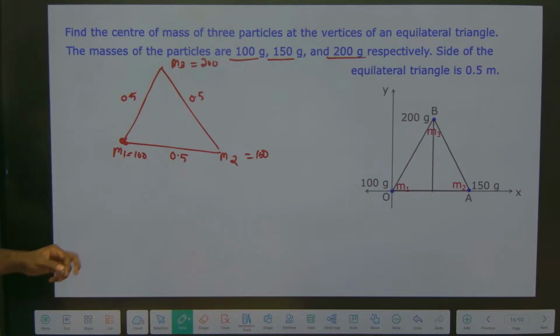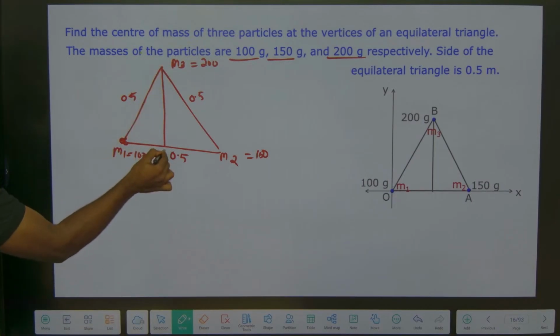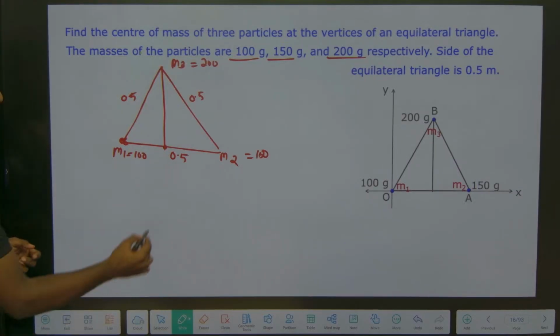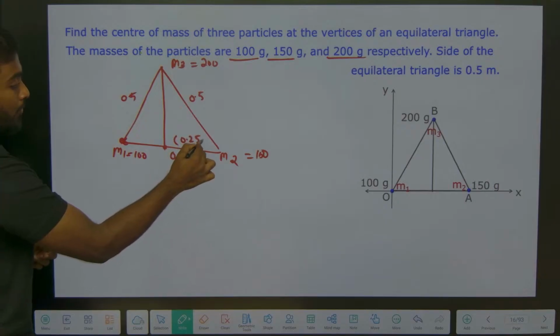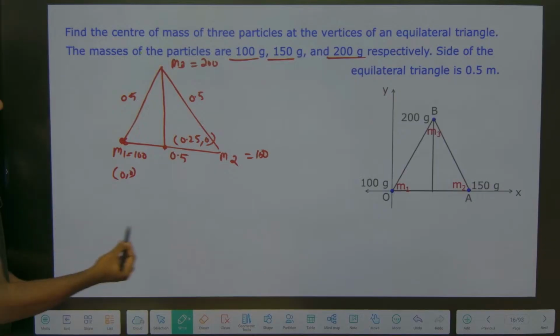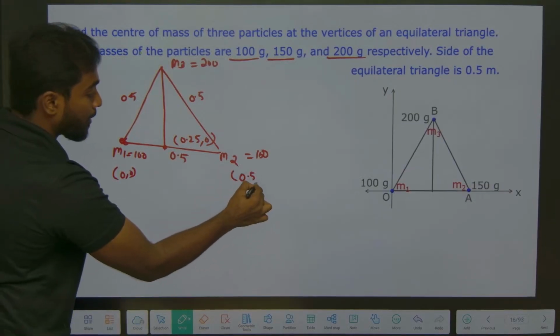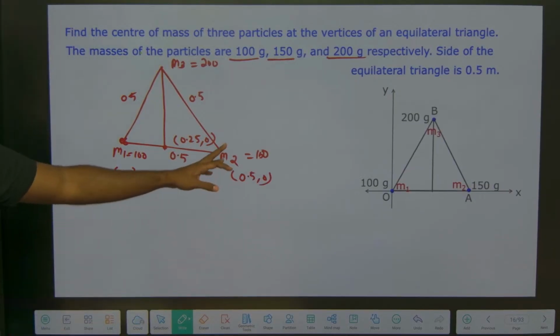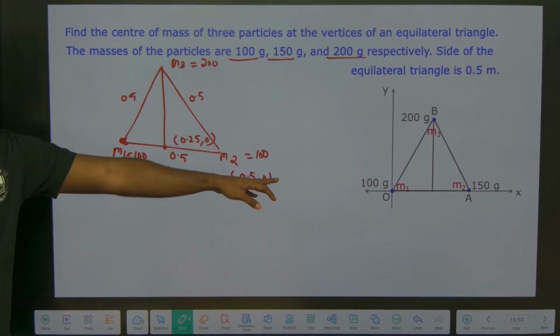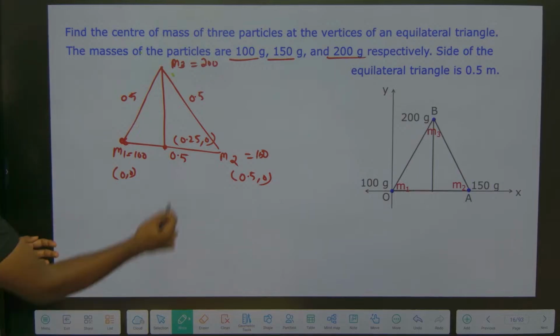So when I talk about this, if I divide this one, perpendicular bisector, fine. 0.25 comma 0, and this one it is 0 comma 0. And this point 0.5 comma 0, I am taking as the points x1 y1, x2 y2, x3 y3. So what about this point, sir?